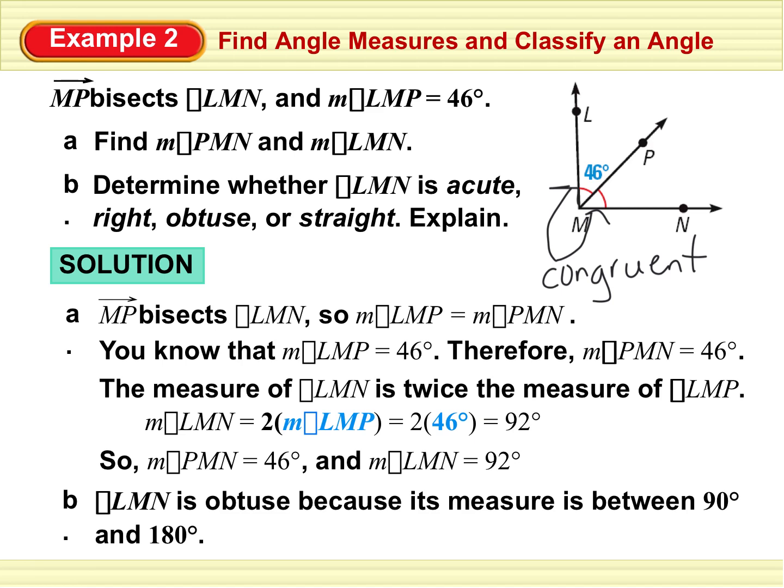So if this one side, LMP, is 46, what's PMN? 46, because they're congruent and then they're the same. Good. So how would we find the whole angle? 46 times 2, and then that's where you get 92.